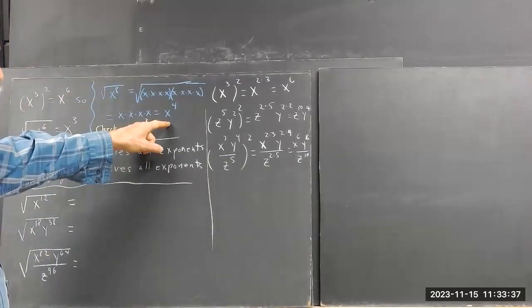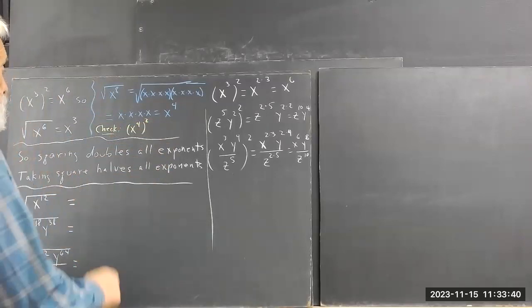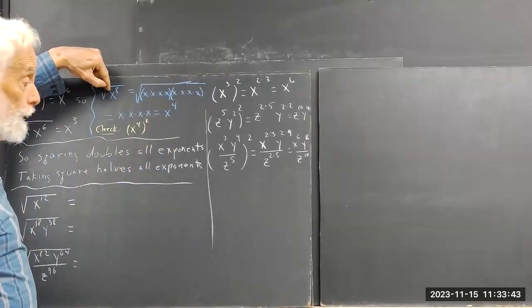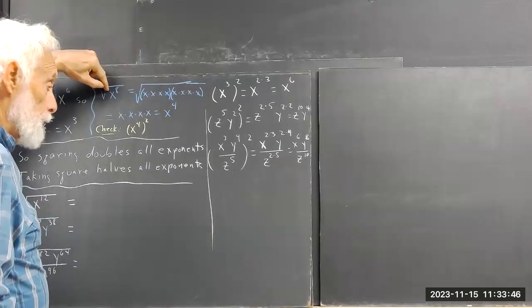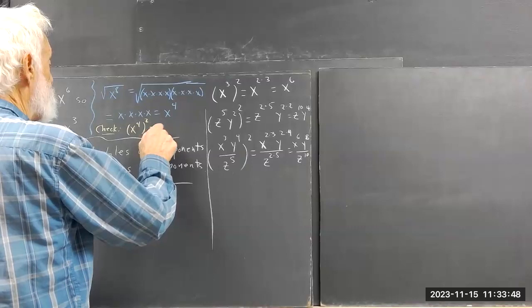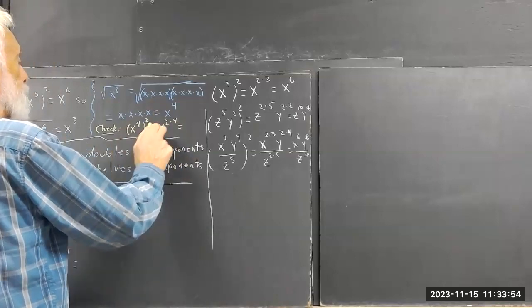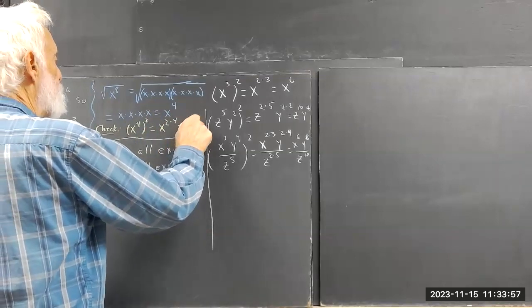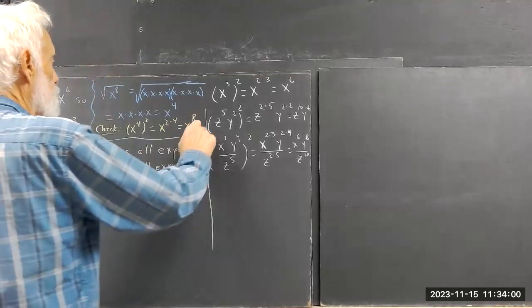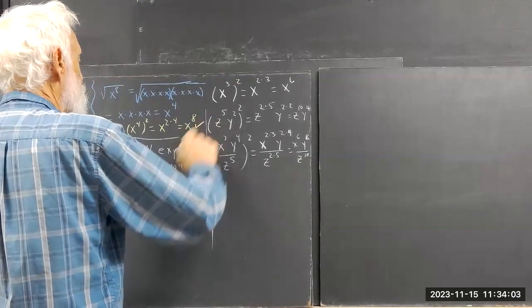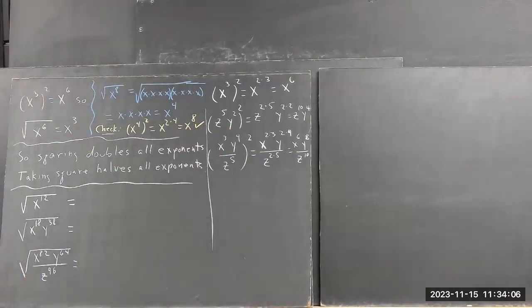Check by squaring x to the 4th. If x to the 4th squared equals x to the 8th, then x to the 4th is the square root of x to the 8th. Well, that checks out because x to the 4th squared is x to 2 times 4, and that's x to the 8th. And check mark there. Now, can you do the same thing for the square root of x to the 12th?